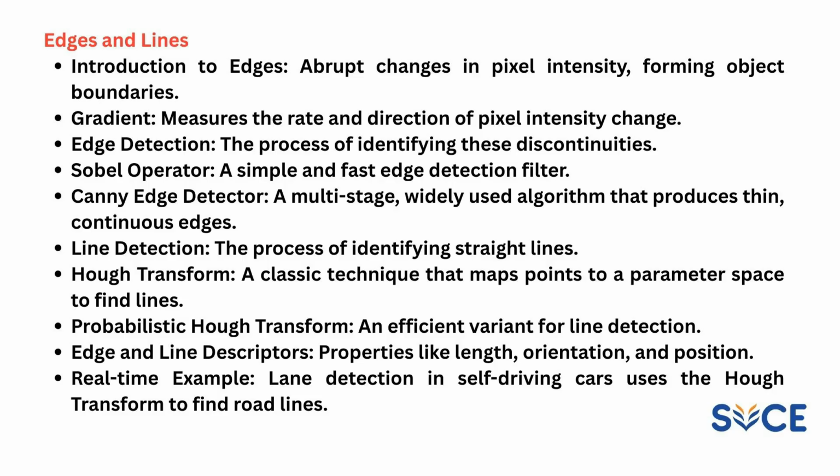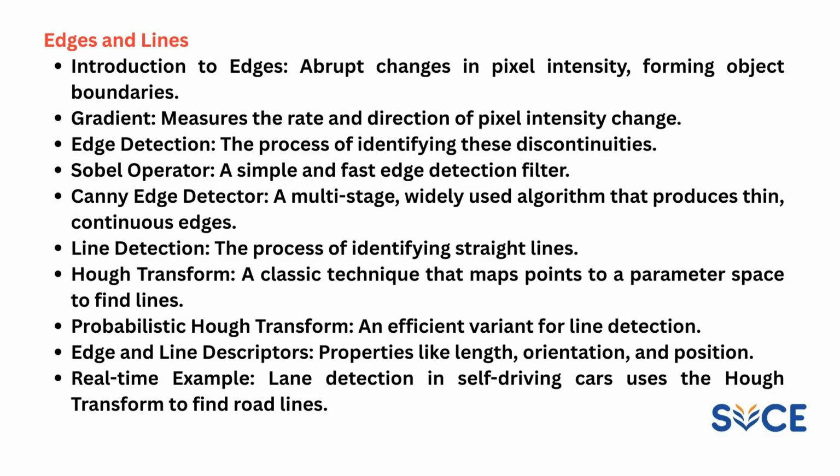To a computer, this change is a gradient, a measurement of how much the pixel values are changing and in what directions. The whole point of edge detection is to find these gradients and turn them into a clear, clean line.